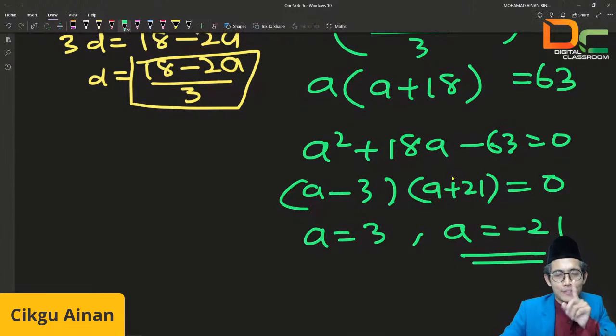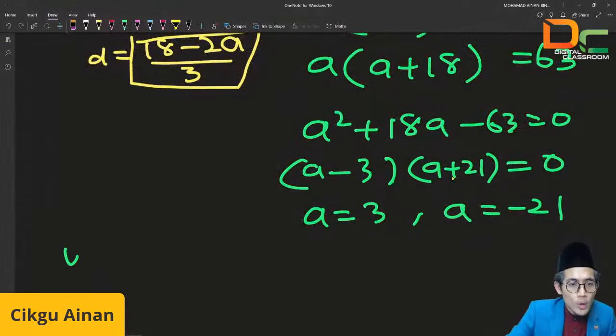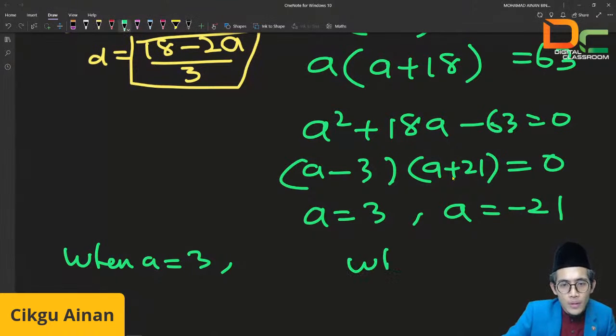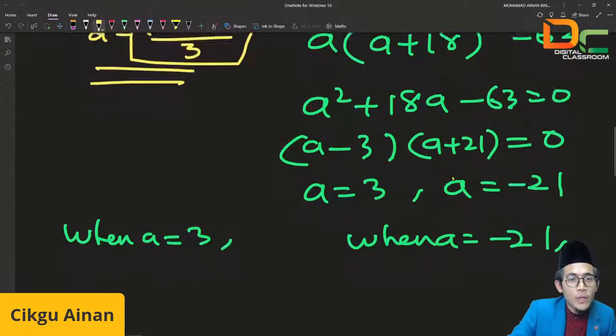This is the value of A. A can be any value. So we have to consider when A is 3, what is the common difference? When A is minus 21, what is the common difference? Okay, so we are going to do that. So when A is 3, when A is minus 21. Okay, so what is the common difference? Over here, 18 minus 2A over 3.